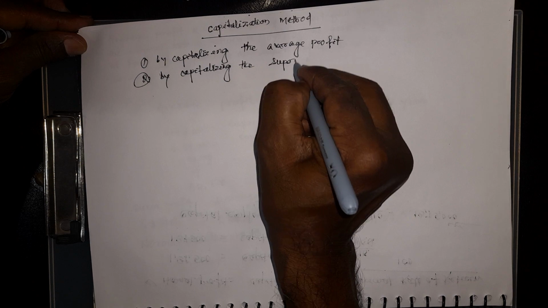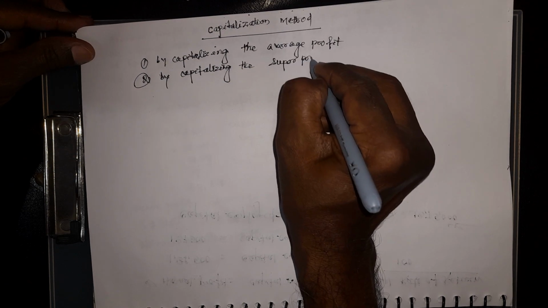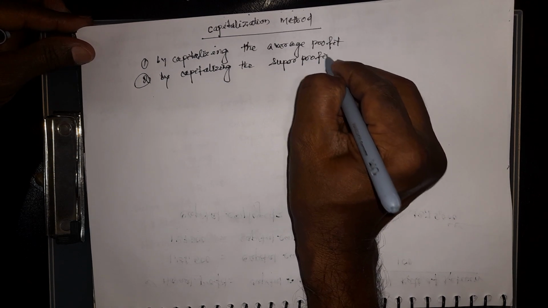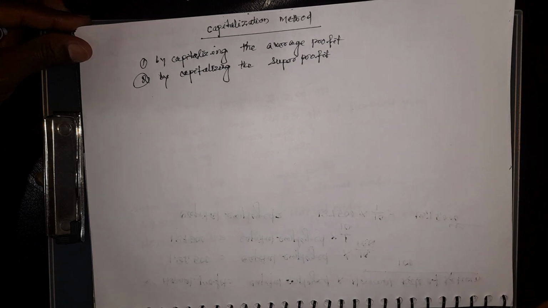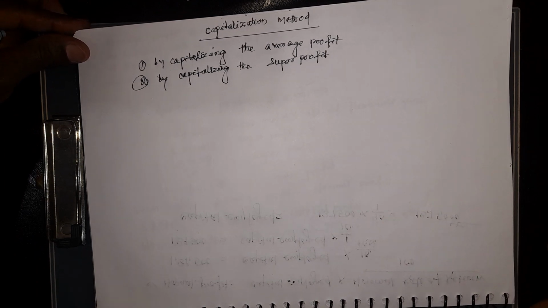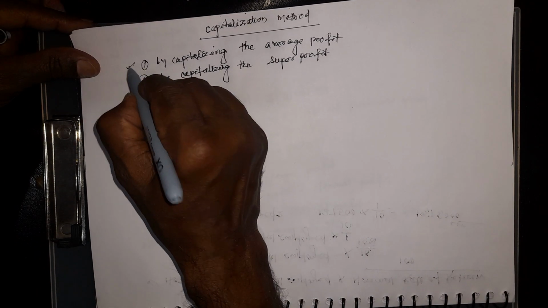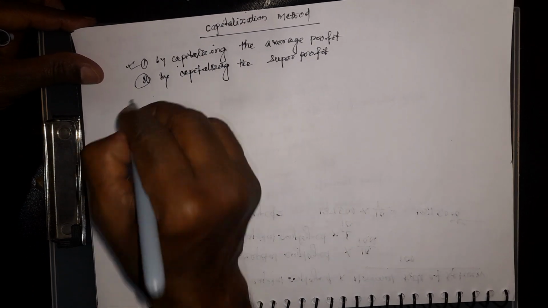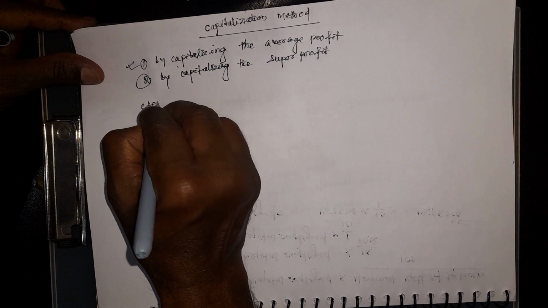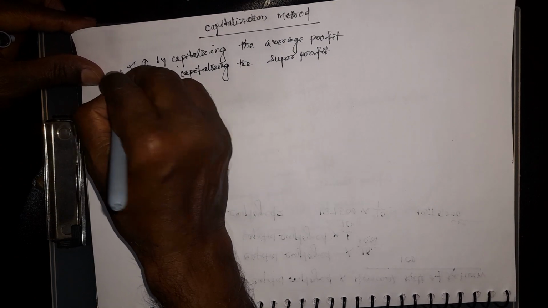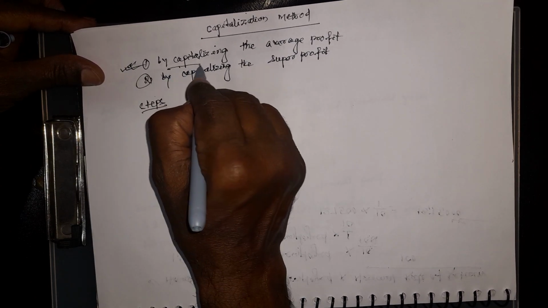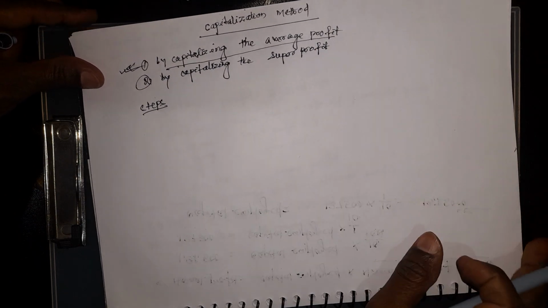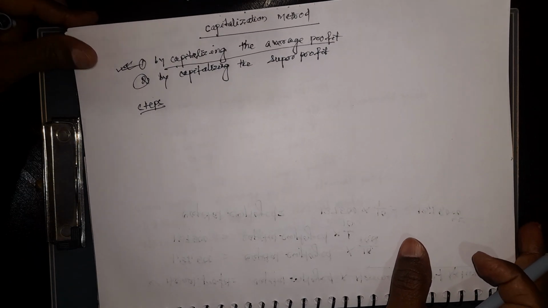Whenever you solve a question, you will see under which method you have to solve it, and which method is generally asked in the question. Clear? So how will you solve by capitalizing the average profit? First let me explain the steps. What are the steps for calculation of goodwill under capitalizing of average profit?